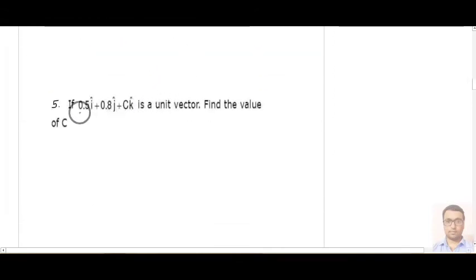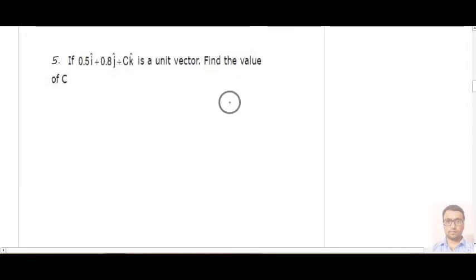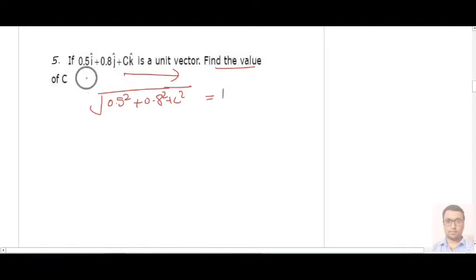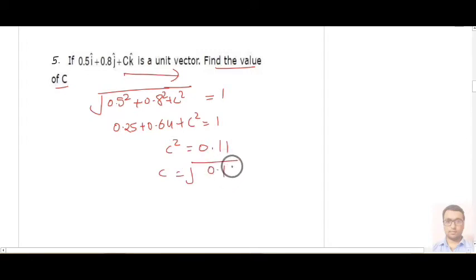Then in question number 5 you can see it is saying that 0.5, this is a unit vector. So a unit vector has magnitude of 1, and we will determine its magnitude first, and it should come out 1. Then it is saying find the value of c. So we will take square on both sides, that is 0.25 plus 0.64 plus c square equal to 1. From here you can get c square equal to 0.11, or c equal to under root of 0.11.